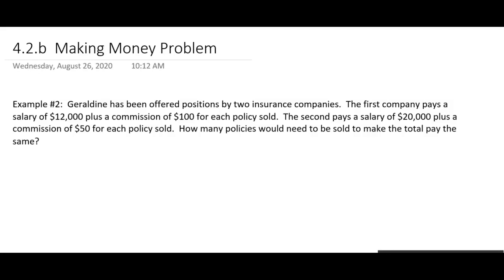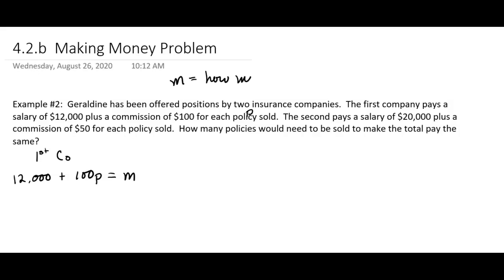So what that means is, okay, here's your first company, and they're going to give her $12,000 salary plus $100 for every policy. I'll use P for policy, for every policy sold. So if she sells 5 policies, she'll make $500 more. Okay, so that's going to represent how much money she makes. So I'll put M for money. So M is representing how much money made. Okay, so that's the first company.